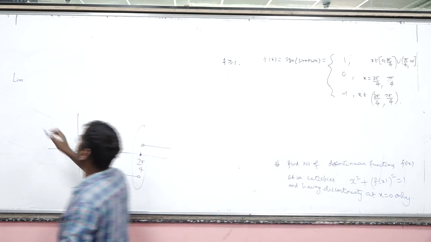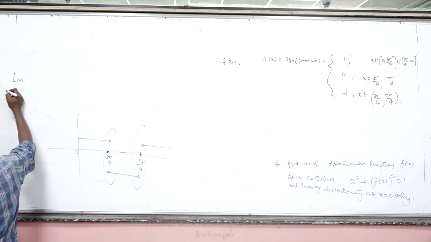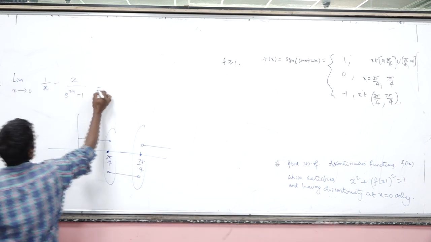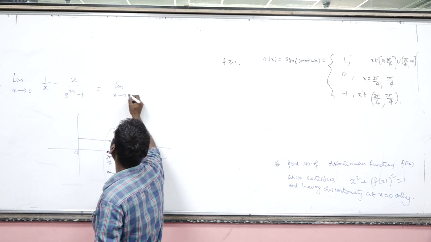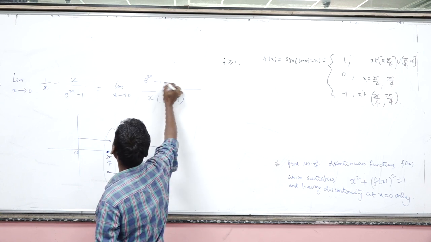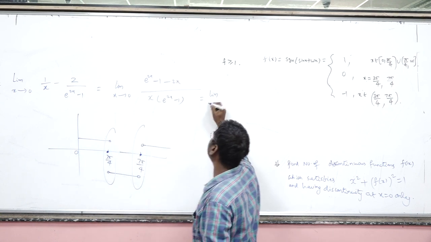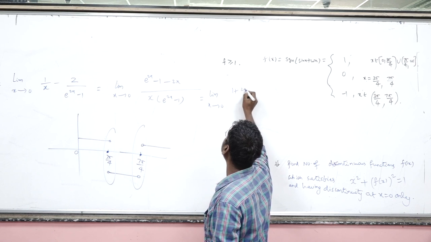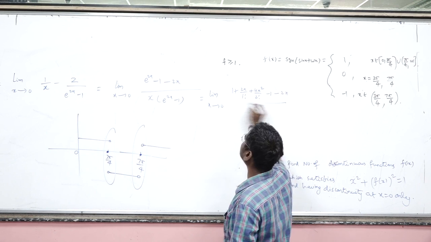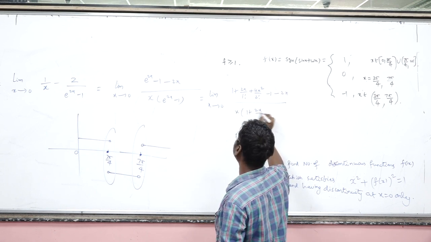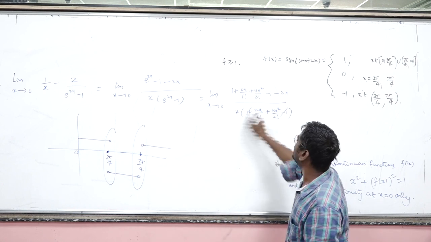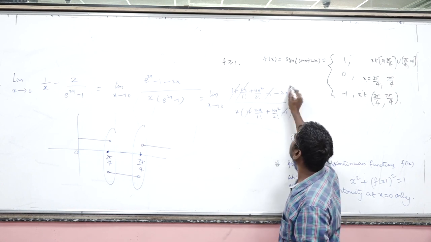So k equal to limit x tends to 0, 1 by x minus 2 by e power 2x minus 1. Okay, so we are going to take the LCM now: x into e power 2x minus 1, e power 2x minus 1 minus 2x. So I am going to apply the expansion, e power 2x: 1 plus 2x by 1 factorial, 2x whole square by 2 factorial. 3 terms I have taken, okay. So minus 1 plus 1, then 2x minus 2x gone.